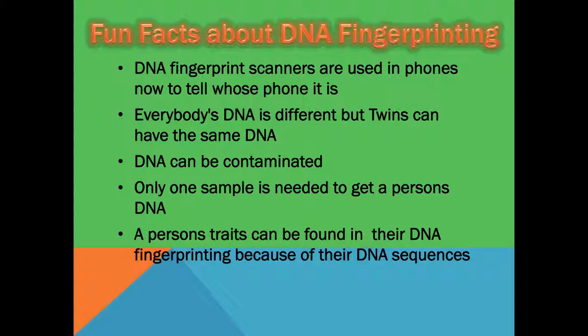Everybody's DNA is different, but twins can have the same DNA. DNA can be contaminated. Only one sample is needed to get a person's DNA. Once they get the one sample, that's all they need to get DNA. It's just a few cells, if not one. A person's traits can be found in their DNA fingerprinting because of their DNA sequences.